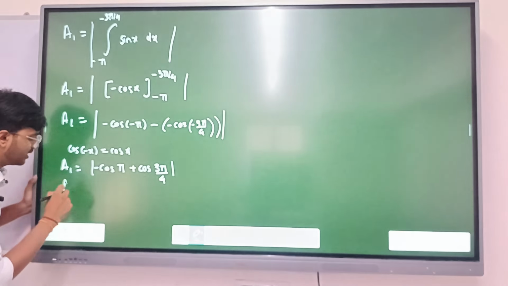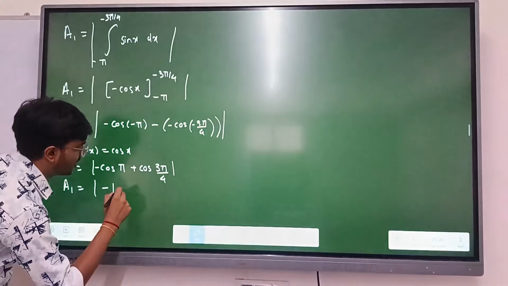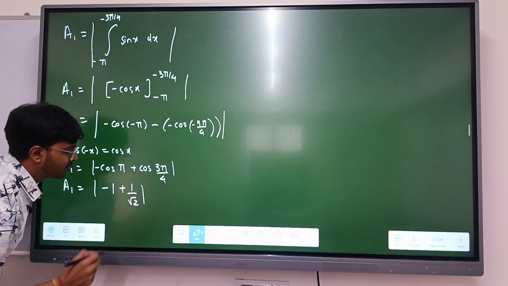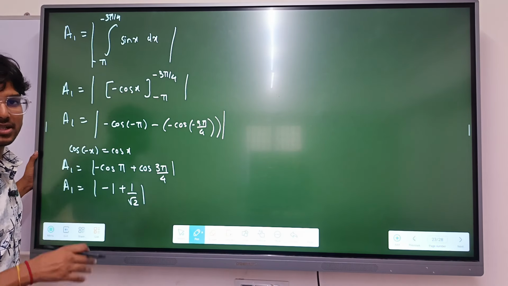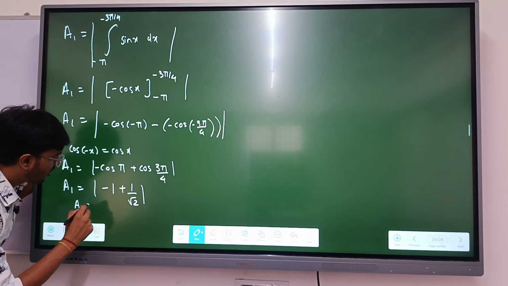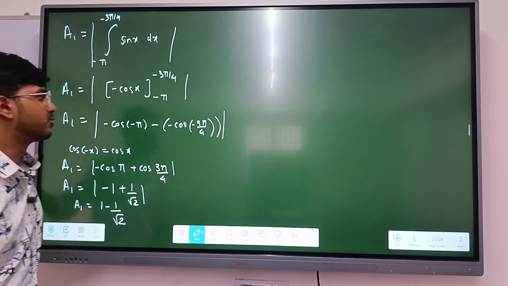What is cos pi? Cos pi is minus 1. Cos 3 pi by 4, second quadrant, minus 1 by root 2. So minus 1 plus 1 by root 2. Minus 1 plus 1 by root 2 is a negative value, because 1 by root 2 is smaller than 1. With the mod, we have to make it positive, which will be 1 minus 1 by root 2.